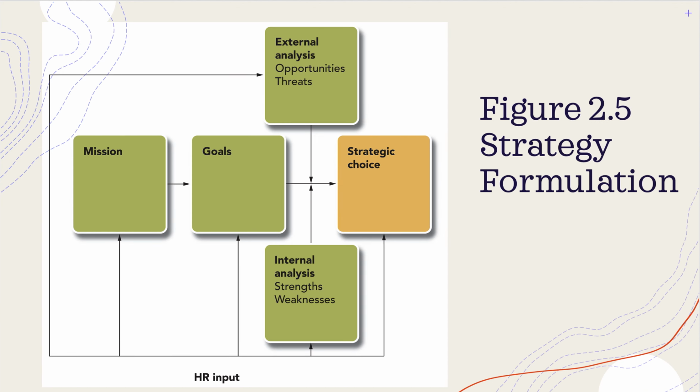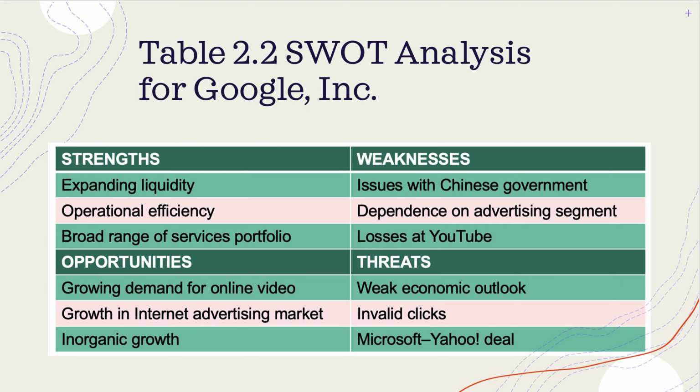Here's figure 2.5, and we're seeing the 5 major components and how they're relevant to strategy formulation. And you can see that visual blend in, right? So how they all tie into each other to then finally reach the choice that you're going to run with. Table 2.2 shows an example of a SWOT analysis, and this is for Google Inc. External analysis and internal analysis combined constitute what has been called SWOT: strengths, weaknesses, opportunities, and threats.